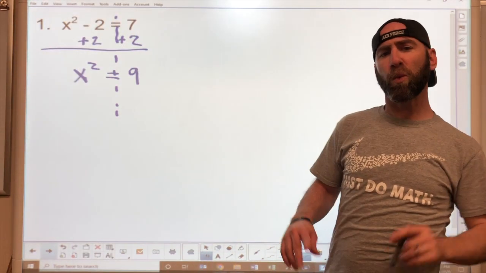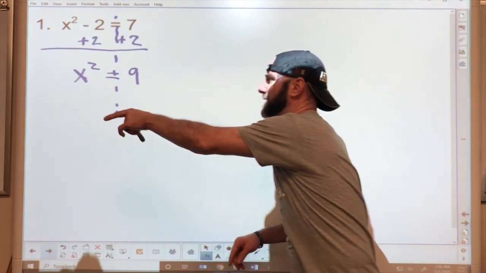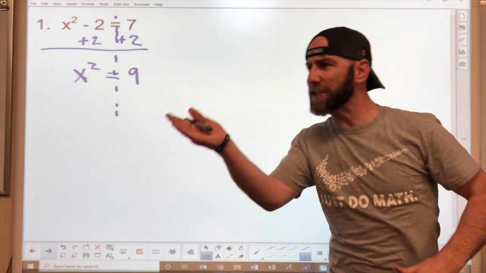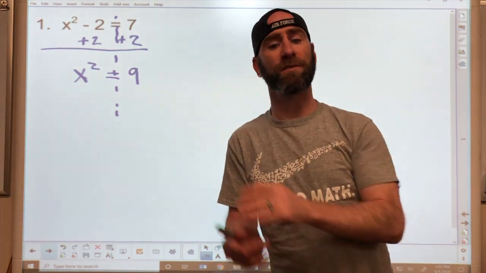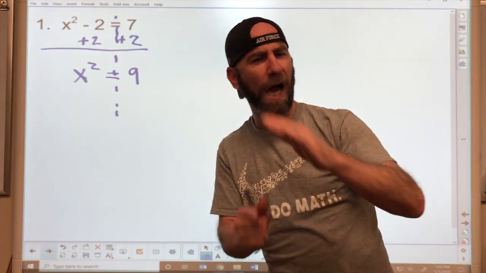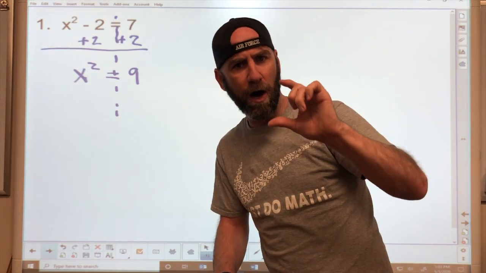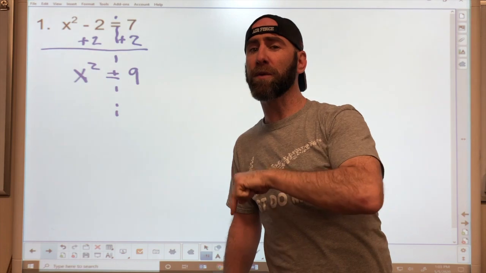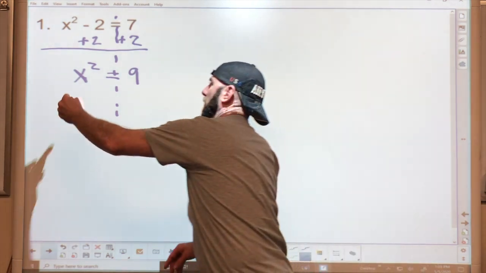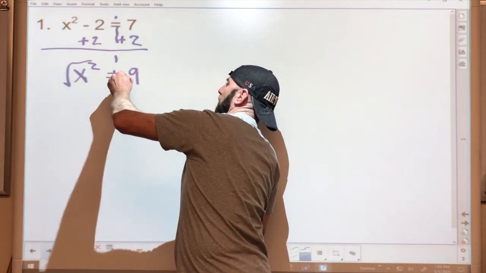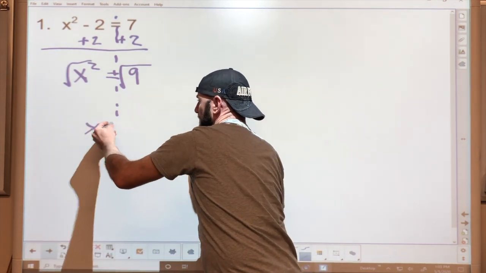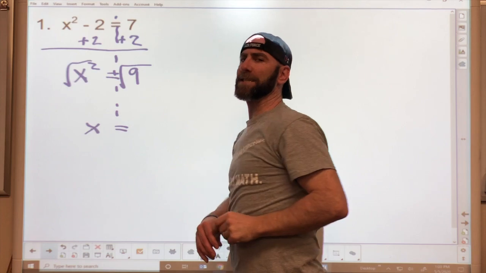Now the question is, what is the opposite of x squared? When we solve equations, if there's addition, then we subtract. If there's division, we multiply. What's the opposite function of x to the power of 2? And the answer is square root. So we're going to square root both sides. So the answer is x equals square root of 9, which is 3.